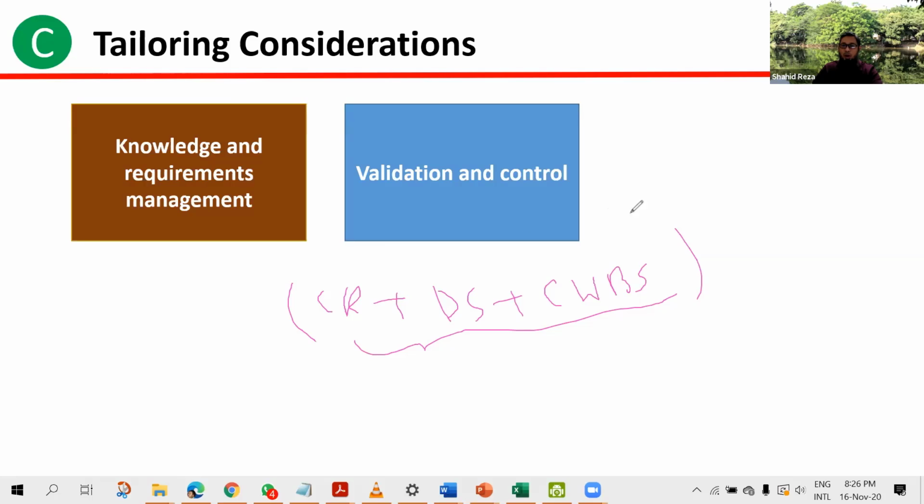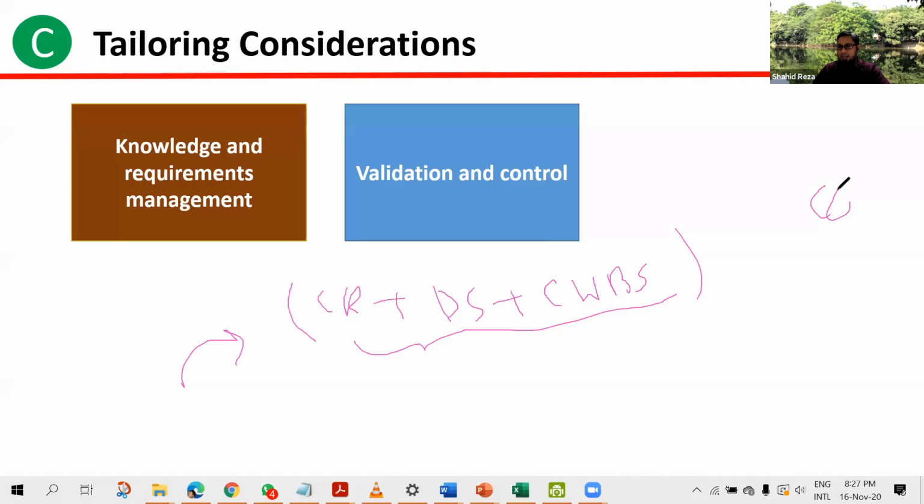But in Agile, in every iteration they do this, because in Agile they detail down the scope progressively. That is known as progressive elaboration. So in each iteration they elaborate the requirements, and they do these three processes in every iteration.